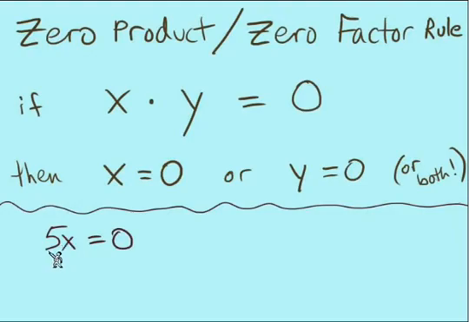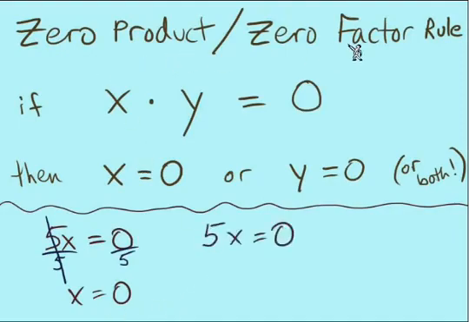Here's a linear equation that you might have solved. 5x equals 0. We would work to isolate the variable x. Right now it has times 5. We'll do the opposite. Divide by 5 on both sides. The 5's cancel. We have x. The right side, 0 divided by 5 equals 0. x equals 0.